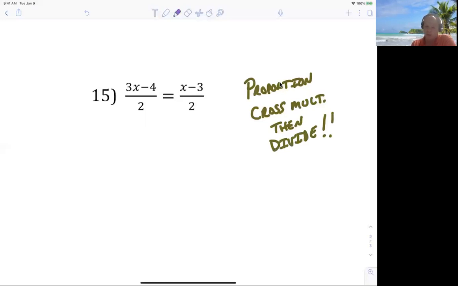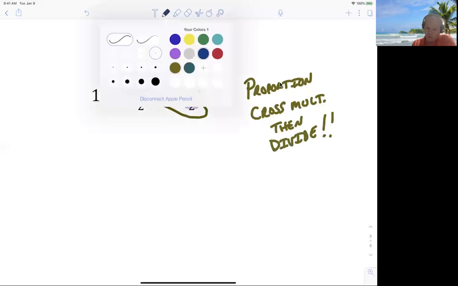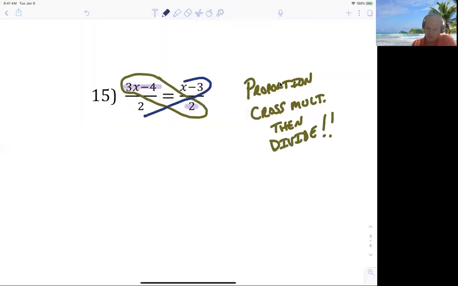So let's look at how the equation works. So when we cross multiply, it's going to be this times this. Now, again, cross this way, and then we're going to multiply these two things together. All right, so 2 times 3x minus 4 equals 2 times x minus 3.